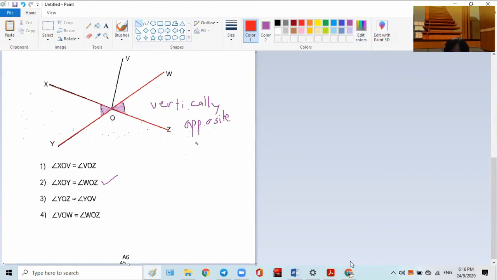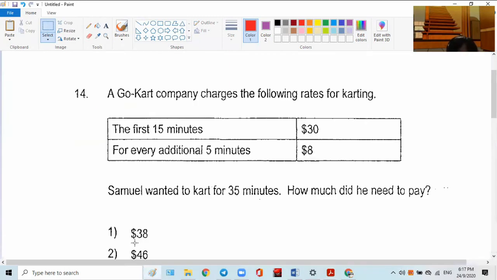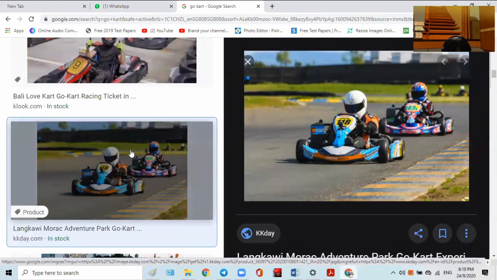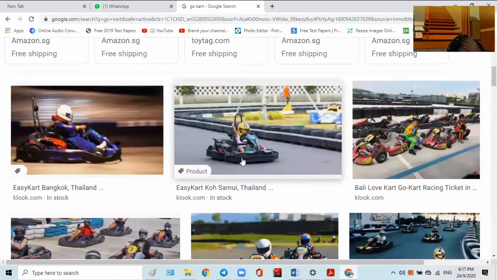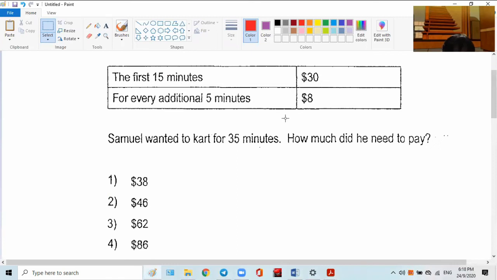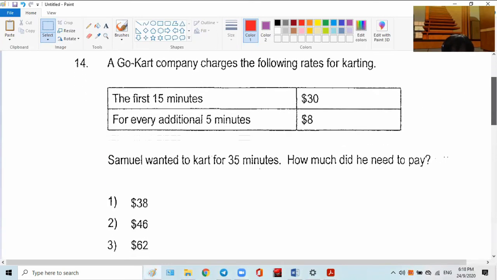Next one. The go-kart company charges the following rates for go-karting. Do you know what a go-kart is? First 15 minutes, $30. For every 5 minutes after that, $8.